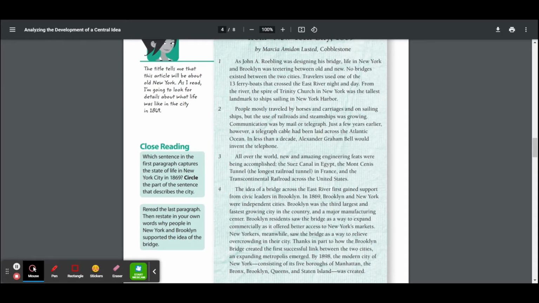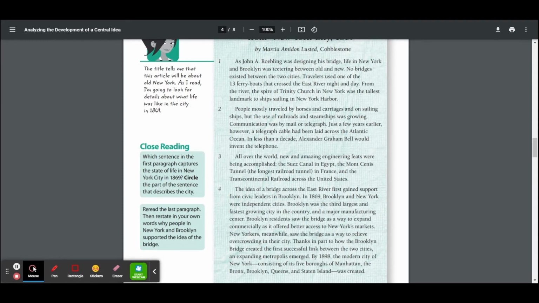So for Brooklyn, this bridge is going to help them get into the New York market. We have these two separate cities, and this bridge is bringing them together, is what I'm realizing at this point. New Yorkers, meanwhile, saw the bridge as a way to relieve overcrowding in their city. So the positive for those in New York is it's relieving this overcrowding feeling that they have.